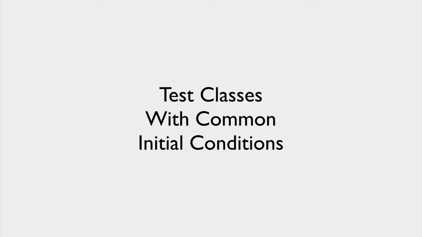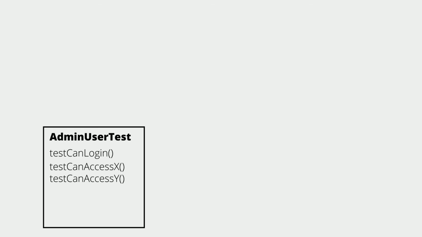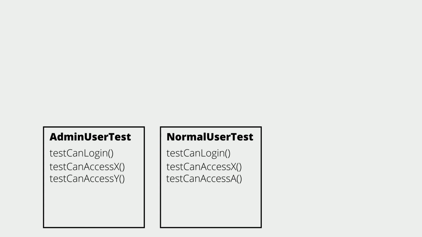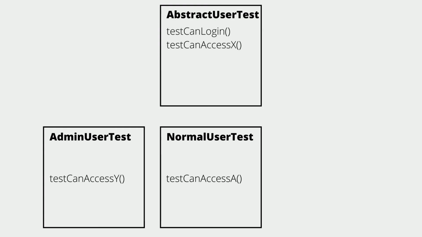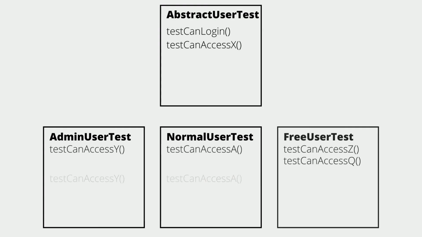We also recommend a test class for common initial conditions. For example, we have a series of tests for each role a user might have in our application. By grouping them into a class by role, we can quickly know where to go if we need to make a change to how one of the roles act. These test classes also have a shared superclass that has common tests. This can be super beneficial when we add another user role.